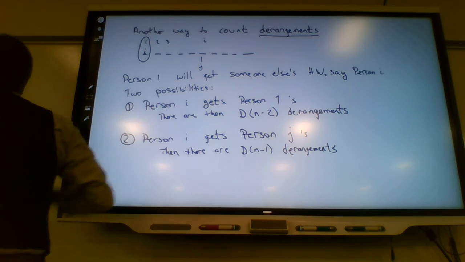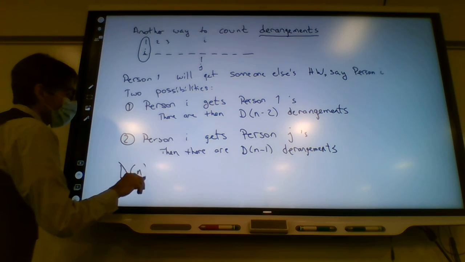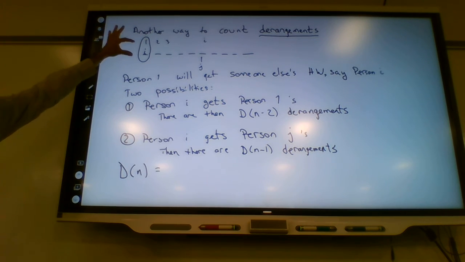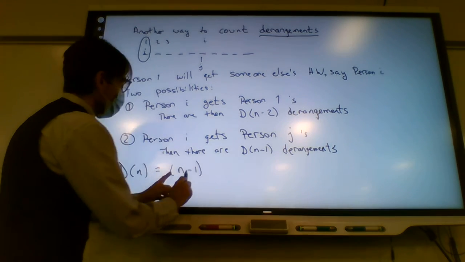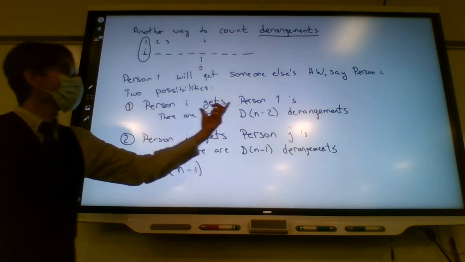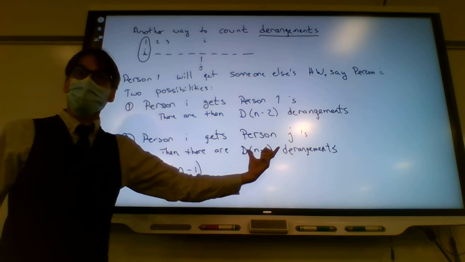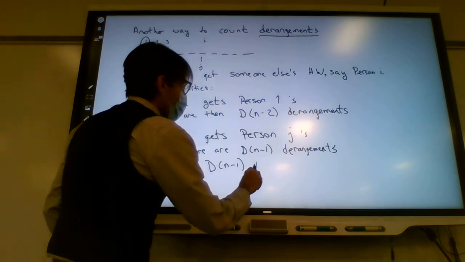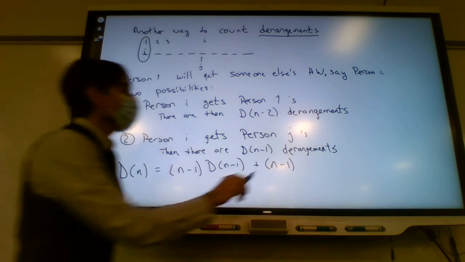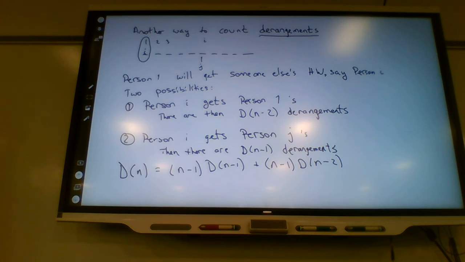How many different people could person one get? How many values could I be? N minus one, right? So the number of permutations is going to be, how many choices do we have for I? There are N minus one choices for I. And then once you've made that choice, there are this many things that can happen if person I didn't get person one's homework. And separately, there are this many things that can happen if person I did get person one's homework.